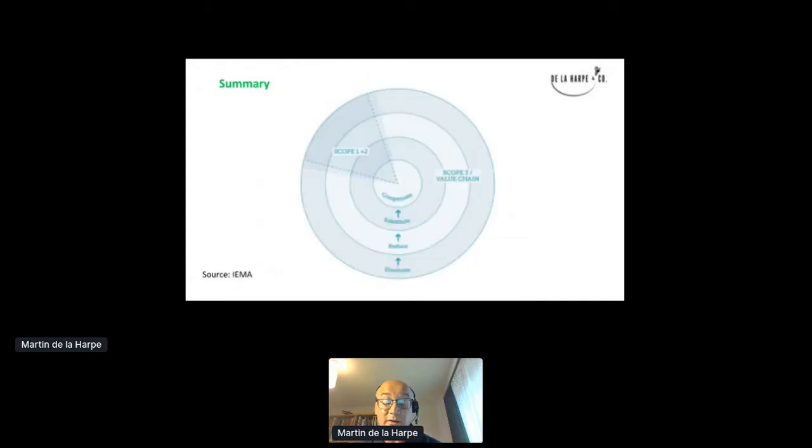Another way of looking at this is eliminate, from this diagram here from the Institute of Environmental Management, looking at your scope 1 and your scope 2 as a pie chart. Eliminate, reduce, substitute and compensate is the same message. All this information is guiding us along the steps that we need to take along the carbon journey.